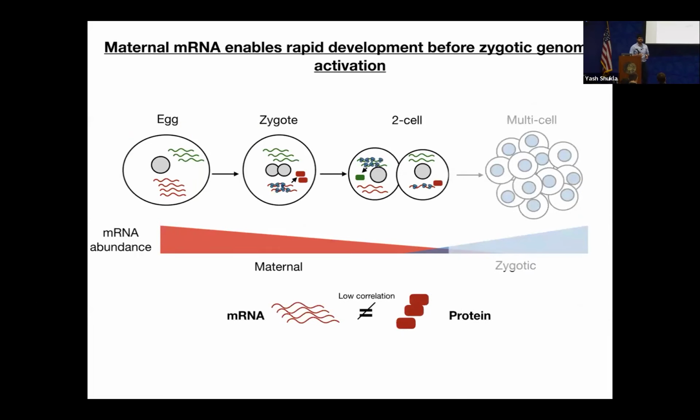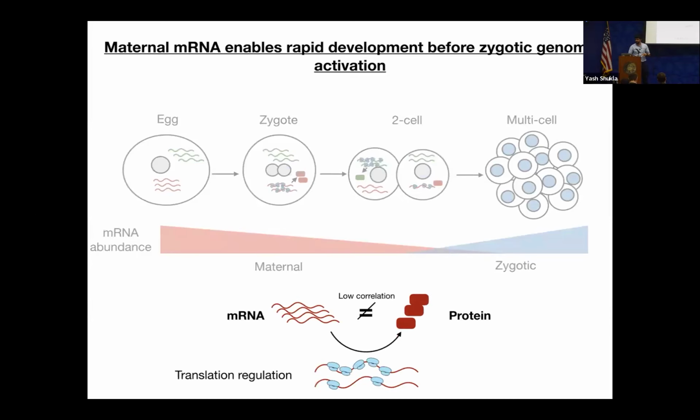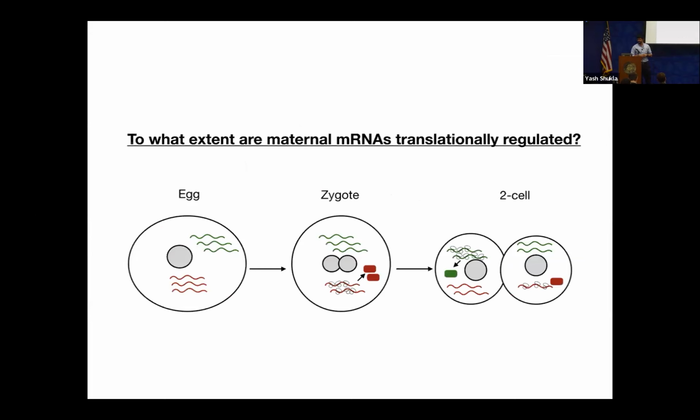Now, what we know in many systems of early embryogenesis is that the mRNA amount doesn't quite correlate to the protein abundance. And for a few transcripts, we know that they're translationally regulated to control how much protein is made. But we do not know if this is a general rule or to what extent this happens. So the question that I'm addressing is to what extent are maternally deposited mRNAs translationally regulated during early embryogenesis?